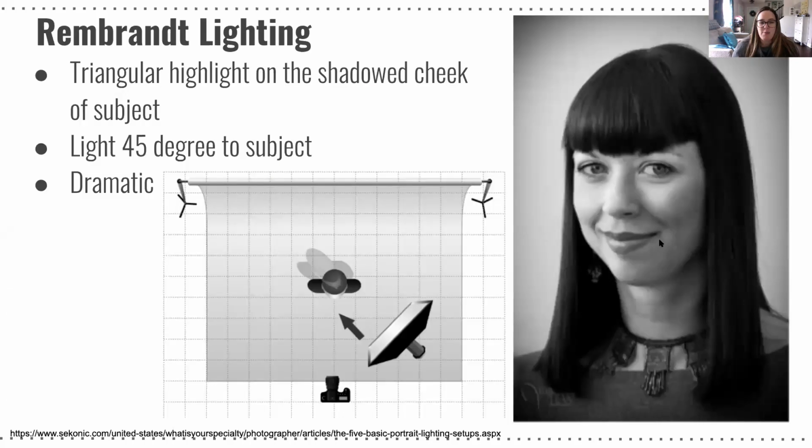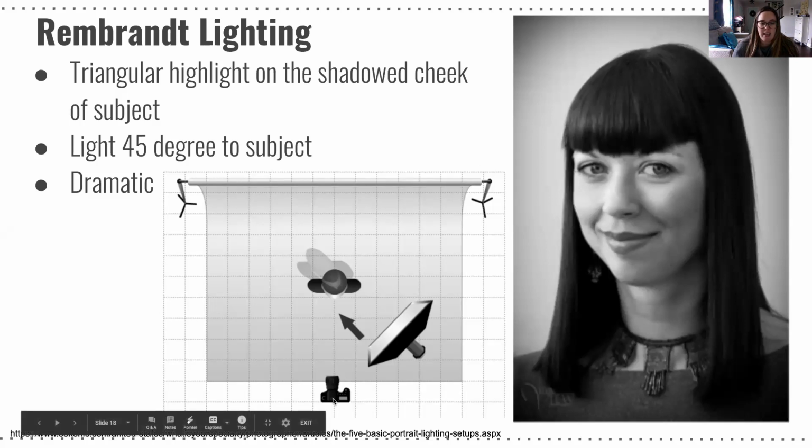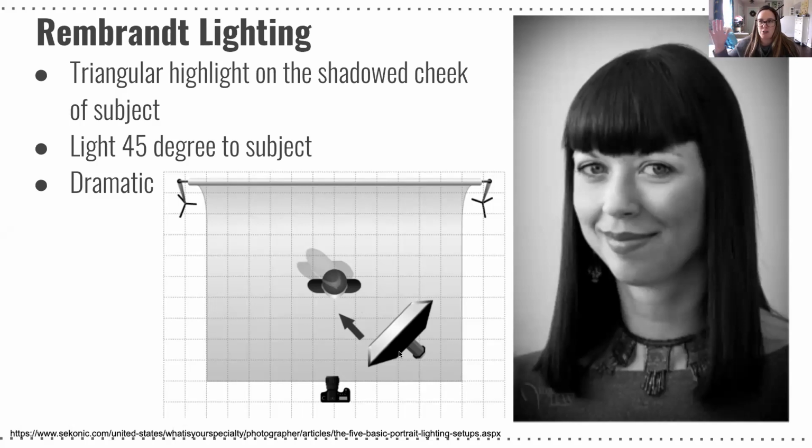All right, next we have Rembrandt lighting. This is popular because of the artist Rembrandt and his paintings. So here we have the camera and the person straight, and the light source is coming at a 45-degree angle. But you're probably wondering, how am I going to do this in my home if I can't actually control the angle of the light that's coming through the window? And just note that there's going to be a triangular highlight on the cheek, and that it's a dramatic kind of lighting.